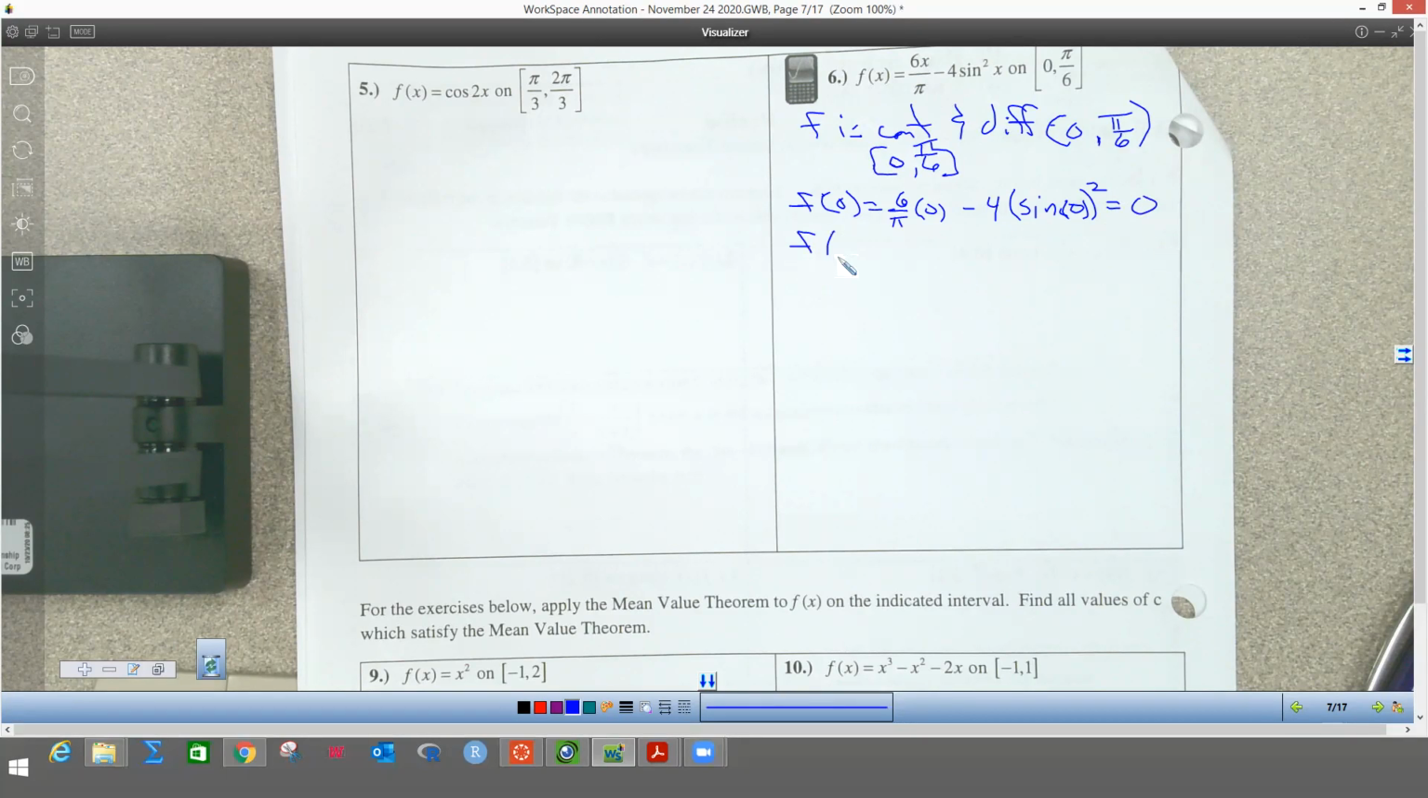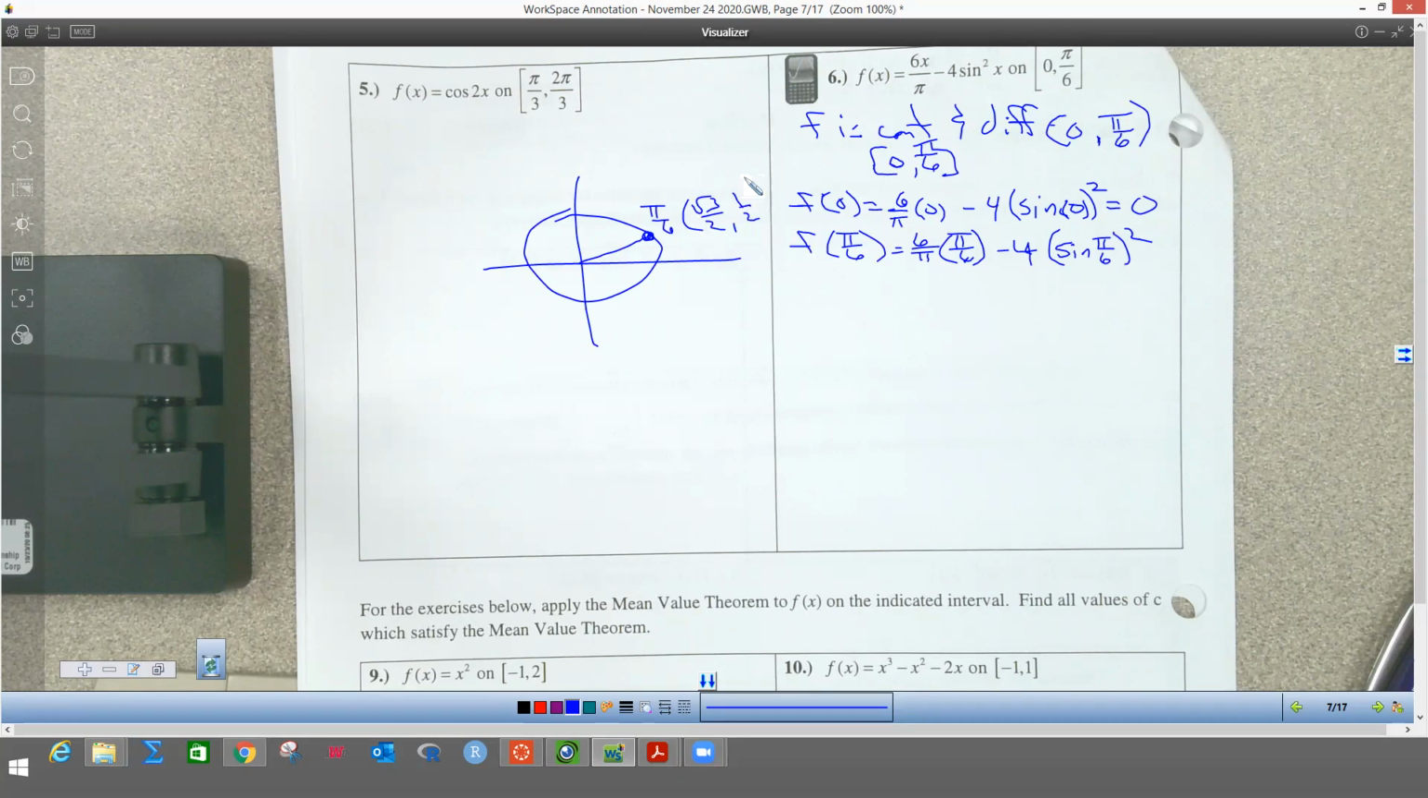And then I have to do f of pi over 6, the other endpoint, which is going to be 6 over pi times pi over 6. I think I can reduce that one. Minus 4. And then I've got to do the sine of pi over 6 squared. So I've got to figure out what sine of pi over 6 is. Well, if you don't know, in the unit circle, pi over 6 is here at 30 degrees. So my ordered pair is radical 3 over 2 and 1/2. Sine is the y, so that's a half.